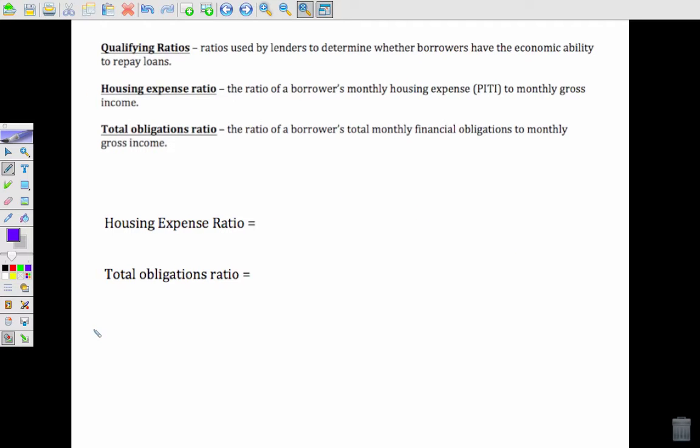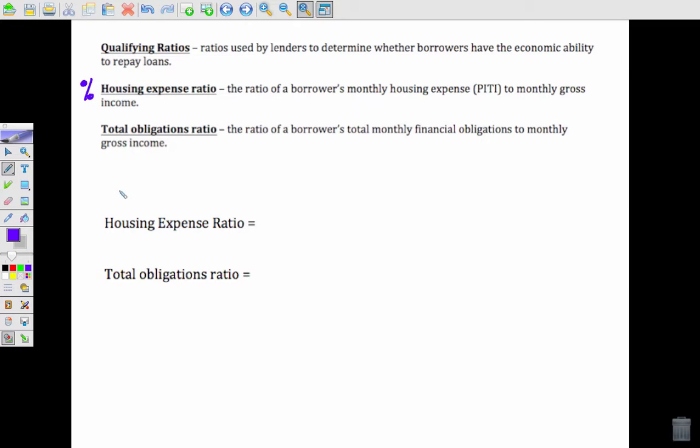The last thing that we're going to do is qualifying ratios, and these are used by lenders to determine whether borrowers have the economic ability to repay loans. In other words, they look at this ratio to see, can this person borrow money and repay it, and do they have enough in their overall income to do this. It's also called a housing expense ratio, the ratio of a borrower's monthly housing expense to the monthly gross income. Only a certain percent of your income can be considered to go towards your housing ratio.